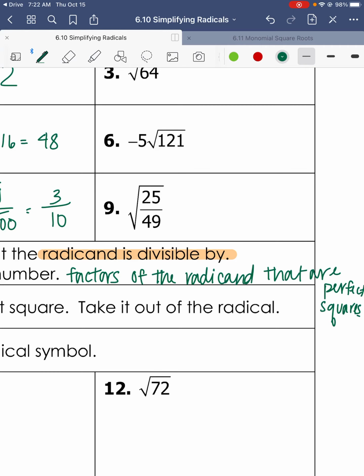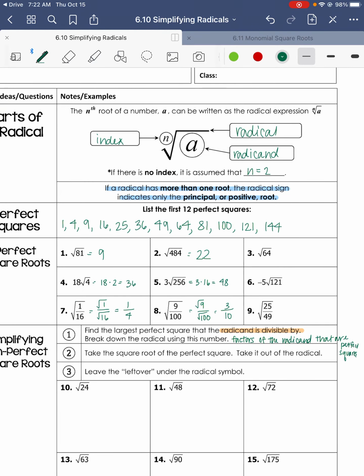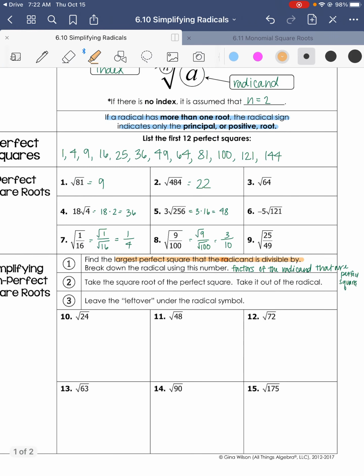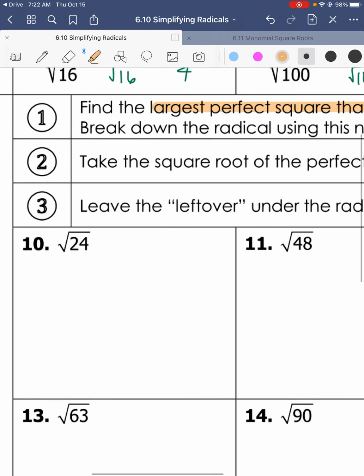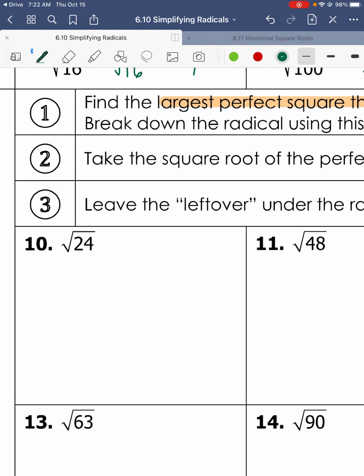Okay, so this is essentially saying the same thing as what I was saying. Find the largest perfect square that the radicand is divisible by. And radicands are divisible by their factors, right? That's the definition of a factor. So this is just another way to say it. And then in the second part of step 1, it says break down the radical using this number. Take the square root of the perfect square and then take it out of the radical. Leave the leftover under the radical symbol.